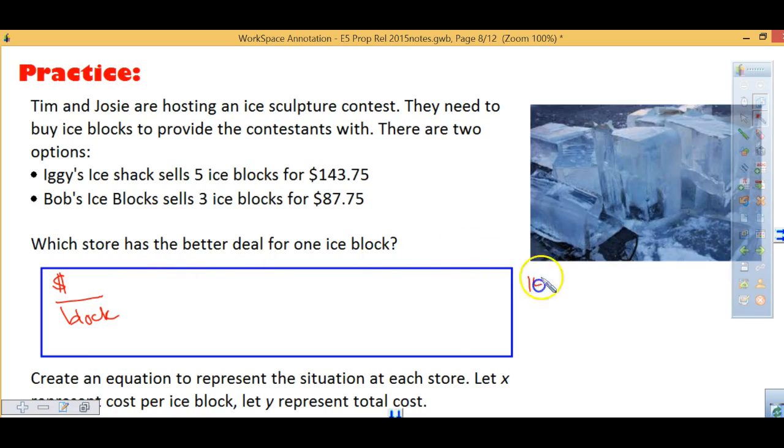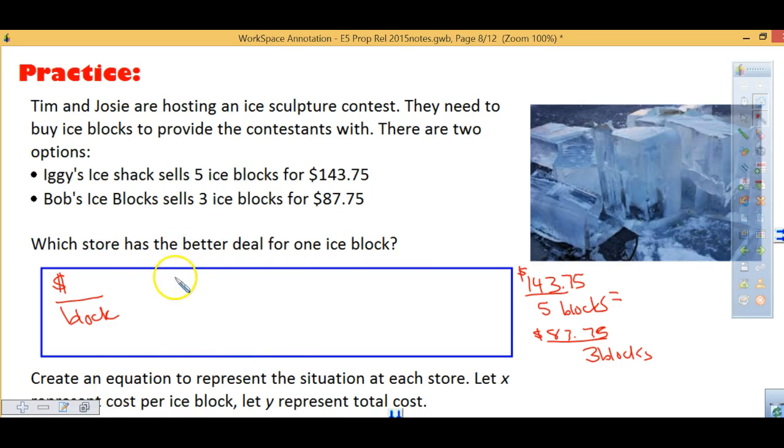We're going to take the $143.75. And remember, keep your labels per 5 blocks. So figure out what is that unit rate. And then our other one is $87.75 divided by the 3 blocks. Pause the video if you need to. Please do those 2 calculations.